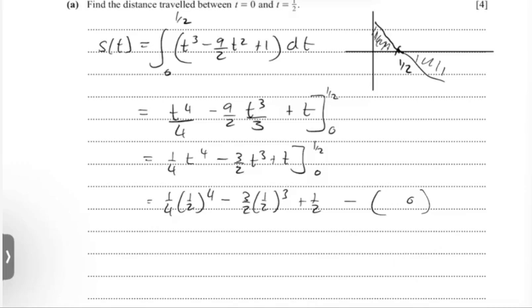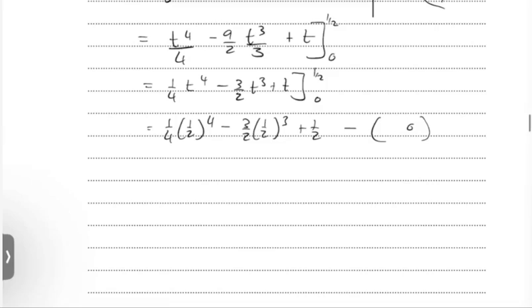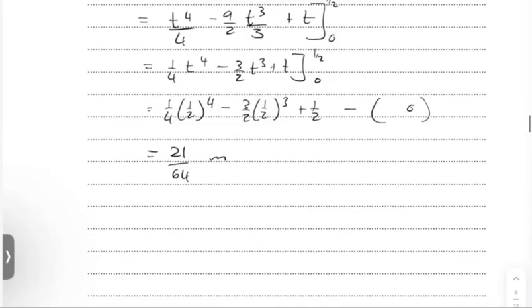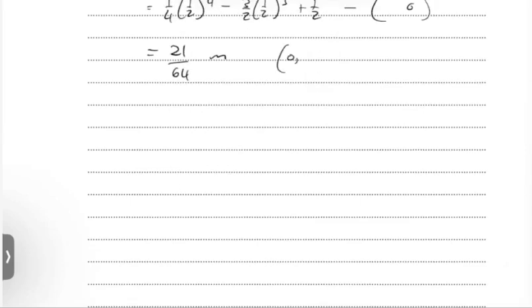Okay, so then I am getting an answer of 21 over 64 meters. Find the distance traveled: 21 over 64 meters, or 0.328125. It's interesting because that's actually an exact number, so I'm just going to put the whole value in, but I think you could leave it as a fraction, 21 over 64 meters.